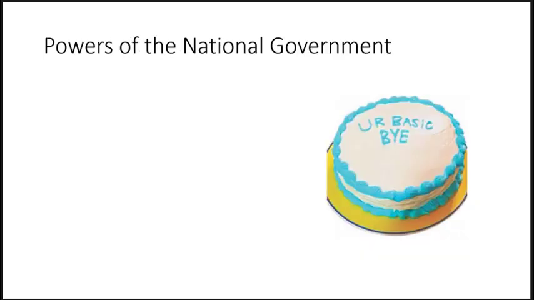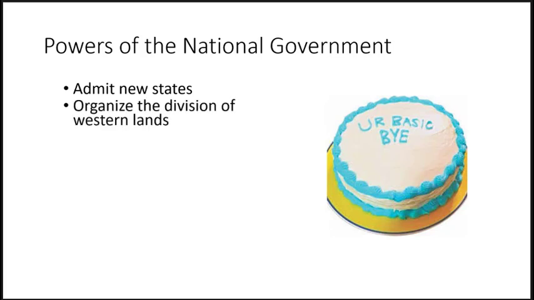Well, let's talk about some powers of the national government. They do get some, and it's not a whole lot, but basically the only powers they have are things you'd expect any country to make just because they have a national government. You get to organize the division of western lands. Now, if you don't understand what that means, there's a bunch of land west of the 13 states that the United States picked up as an agreement with Britain to end the Revolutionary War. So the United States consists of the 13 states and all the land west to the Mississippi River. So that's where that fits in.